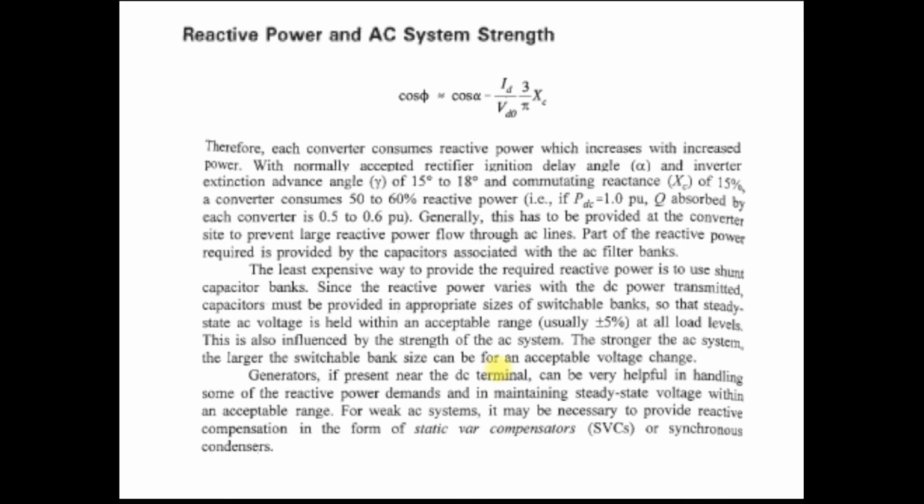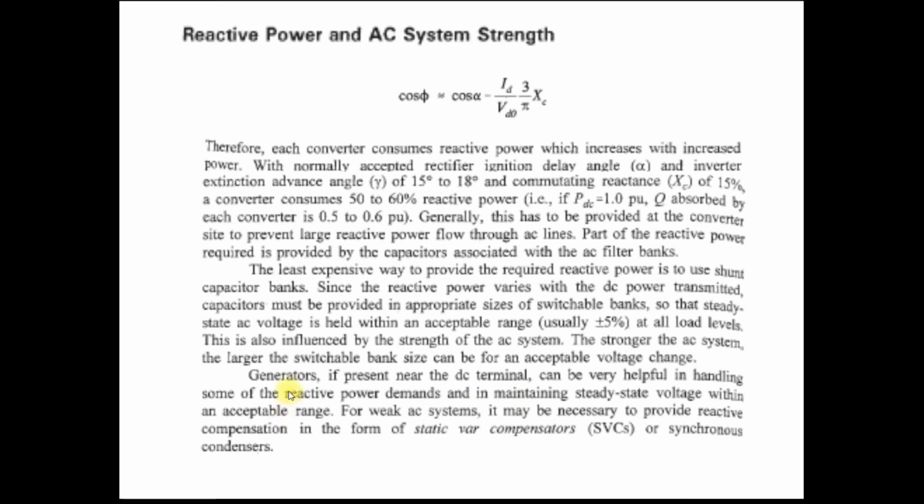If your system is not stronger, for a weak AC system, that requires FACTS devices for reactive power compensation. For a weak AC system, it may be necessary to provide the reactive compensation in the form of a static VAR compensator. A static VAR compensator is one type of FACTS device that we will study in the next chapter. So for the weak AC system, we require FACTS devices or a synchronous condenser for reactive power compensation. If generators are near the DC terminal, it is very helpful in providing the reactive power demands and maintaining a steady voltage within the range.